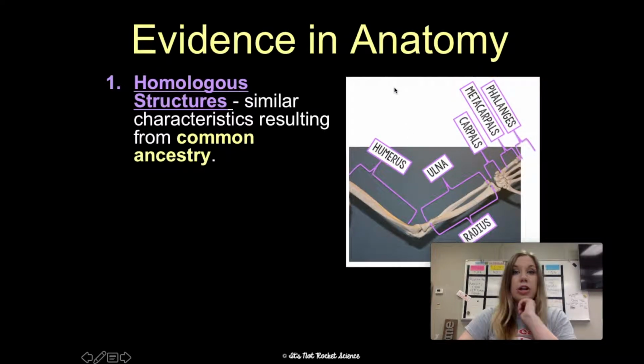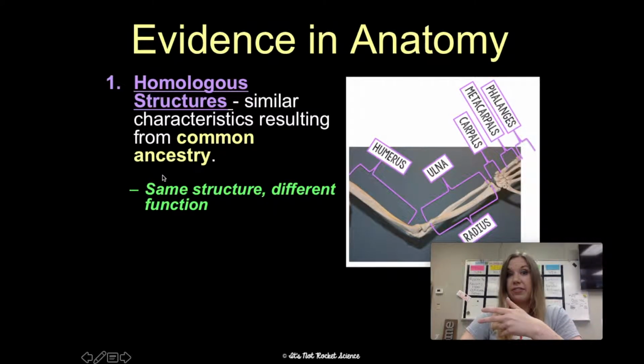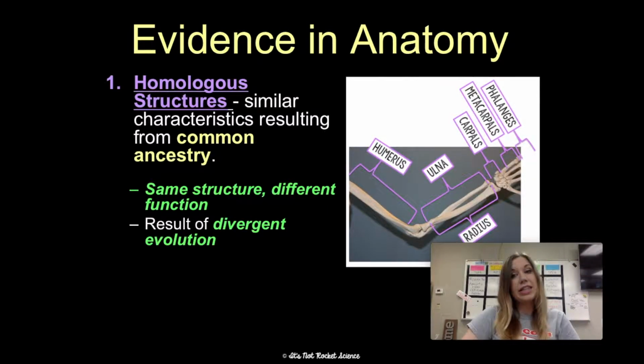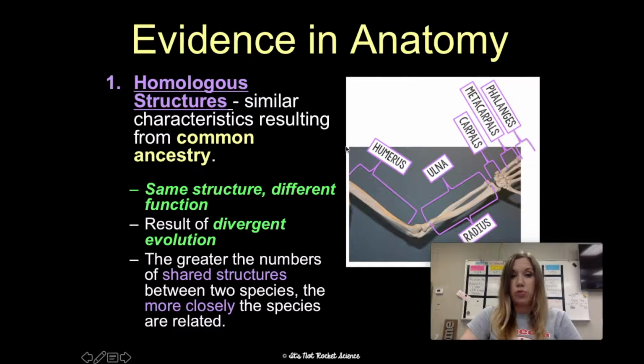Homologous structures is a term I want you to know. Homologous structures are when similar characteristics result from common ancestry. They have the same structure, but a different function, and these are also the result of divergent evolution. We all come from a similar ancestor with this similar structure of bones. We all start out with one bone, then two bones, and then a bunch of little bones, and then we have our digits, or our phalanges and metacarpals.